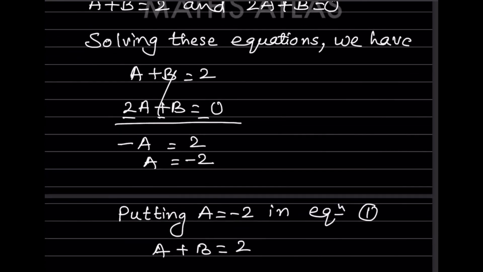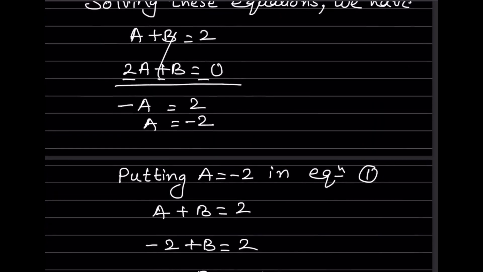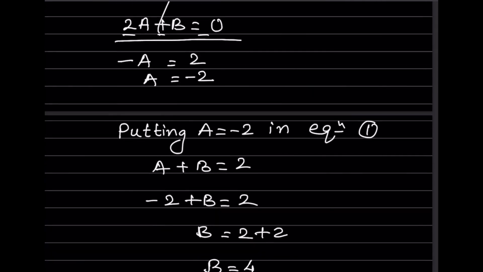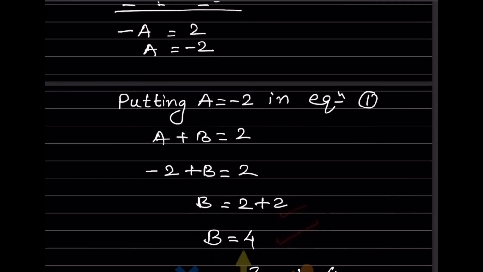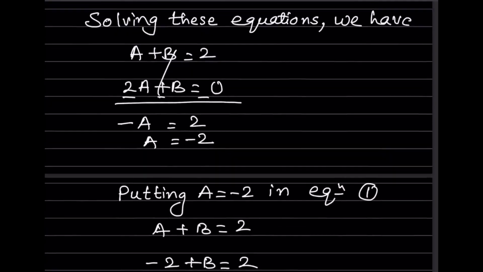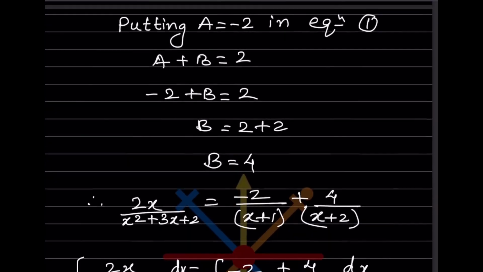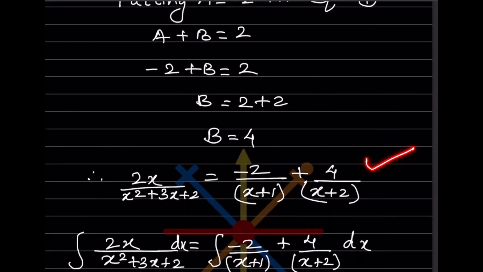Putting a is equal to minus 2 in equation number 1. So this is equation number 1, a plus b is equal to 2. So here you are going to write minus 2 plus b is equal to 2. So b is equal to 2, and this minus 2 goes to the other side, that is going to be plus 2. So b is going to be 4. Now what are you going to write? In this equation, we are going to put the values of a and b that we got now. So these are the values whatever is given.